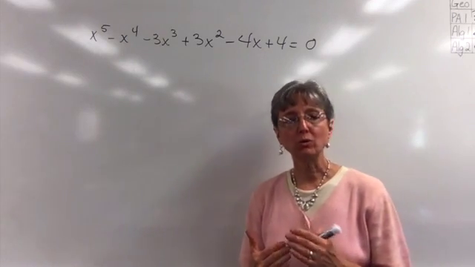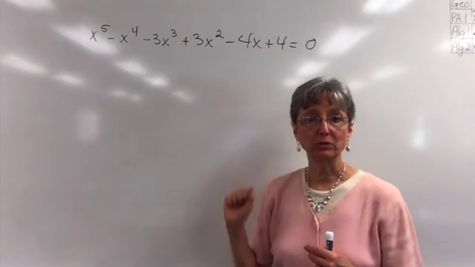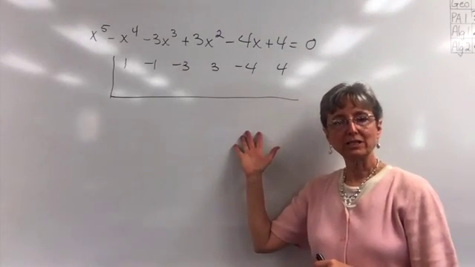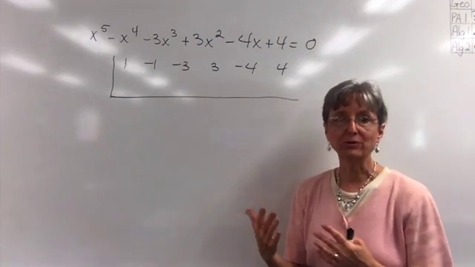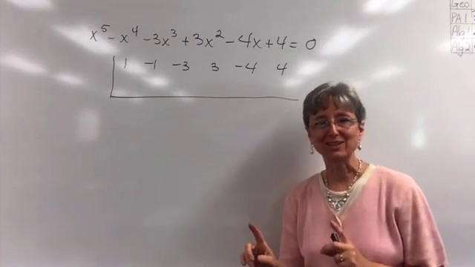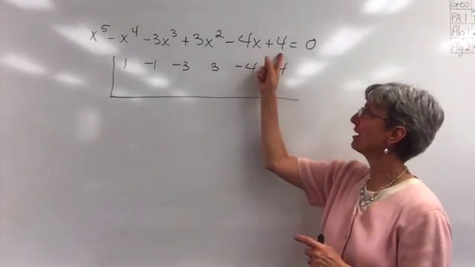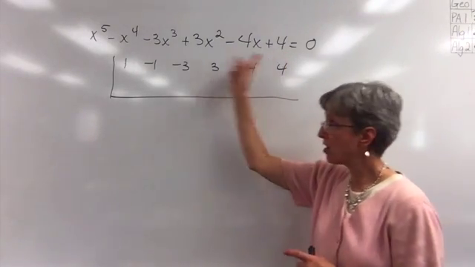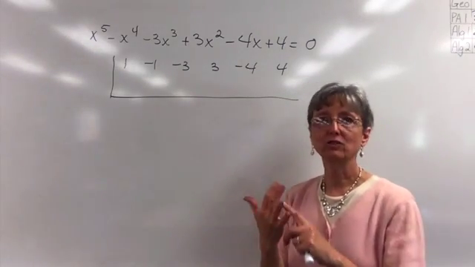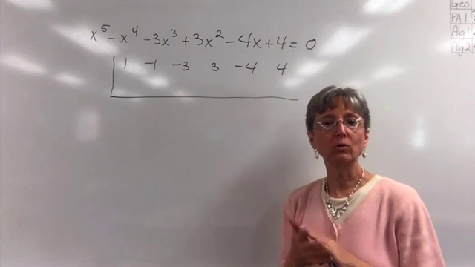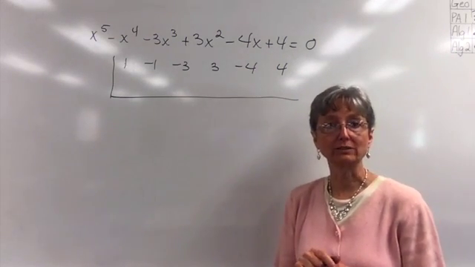So step number 1 is set up your synthetic division box for this polynomial. Okay, so here's my synthetic division box, and now I'm going to just try numbers, but I know from last section which ones to try. I'm not going to just try any numbers. I'm going to try factors of 4 over 1. So positive and negative, 1, 2, and 4. Those are my only ones that I need to try. That helps a lot. So let's start with 1.